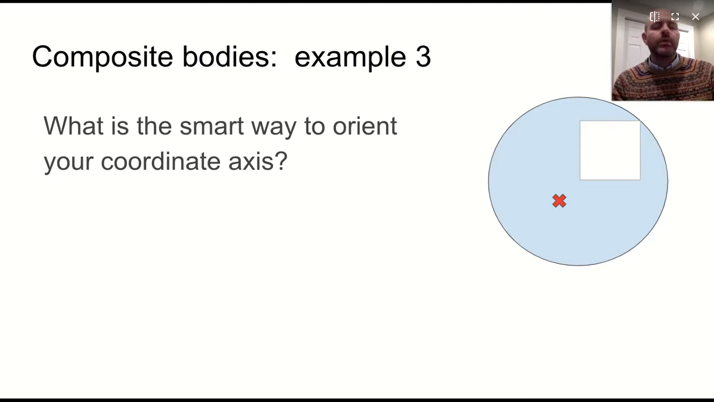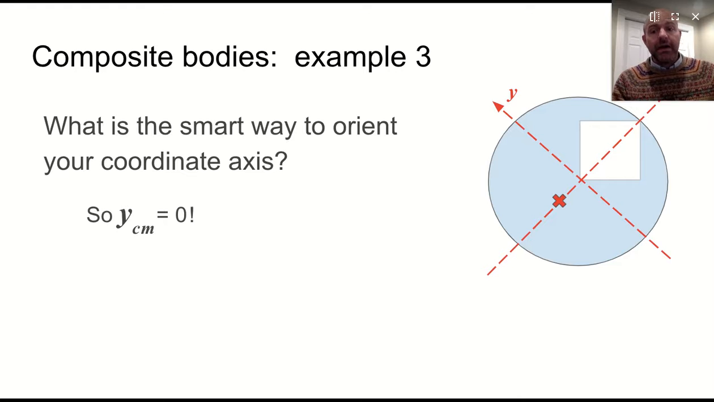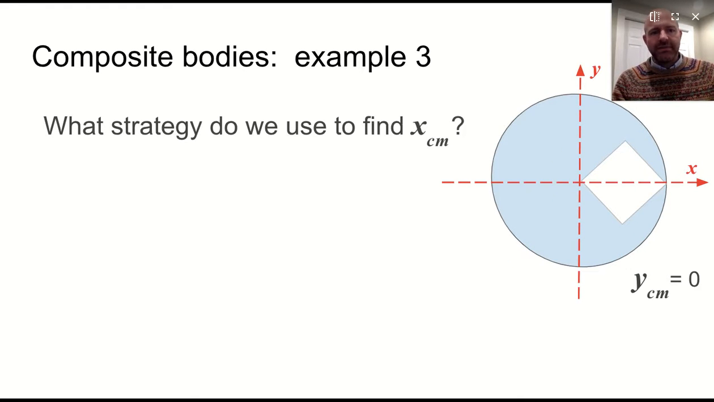So what's a smart way to orient your coordinate system? Well, probably so that the center of mass of the object is along one axis, and that the cutout piece has its center along an axis as well. So the center of mass in the y direction is 0. That simplifies everything for ourselves. And so we can rotate the whole picture around if we want.